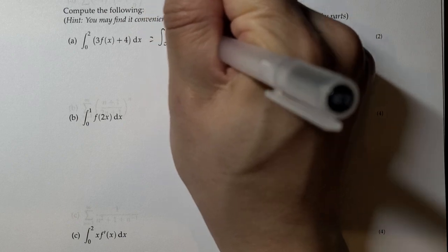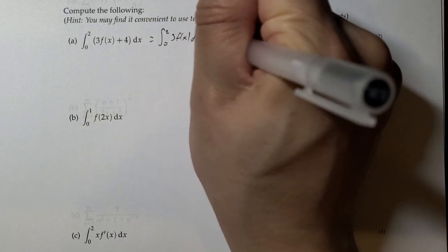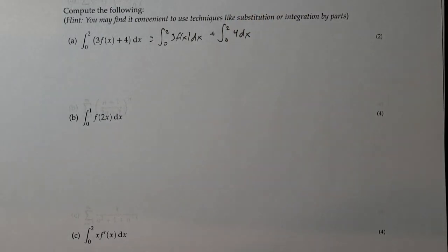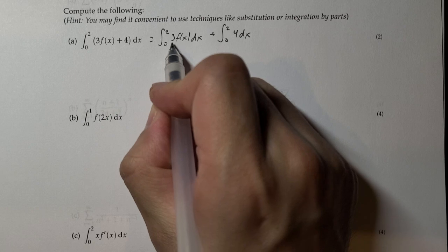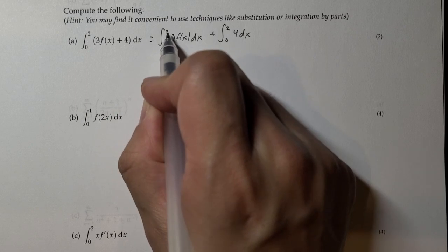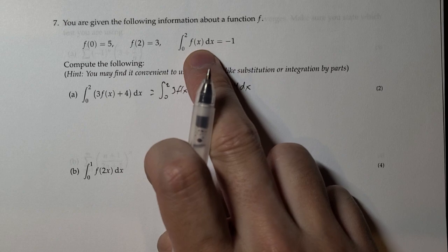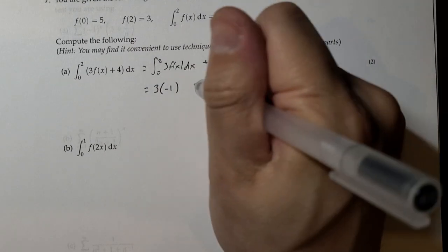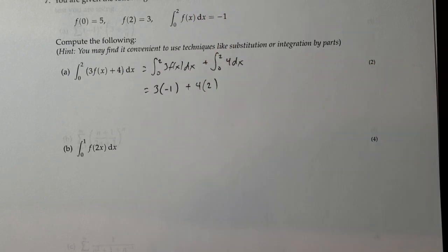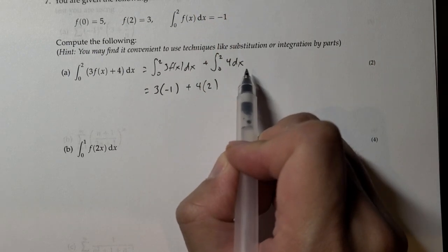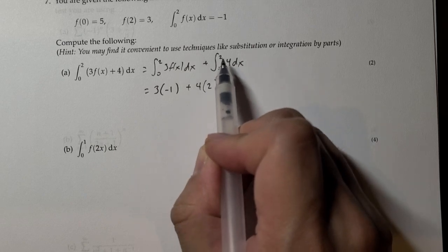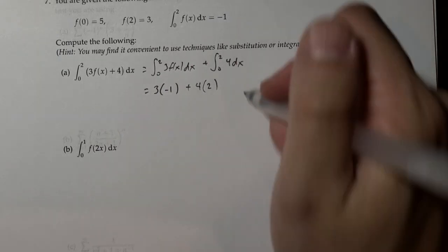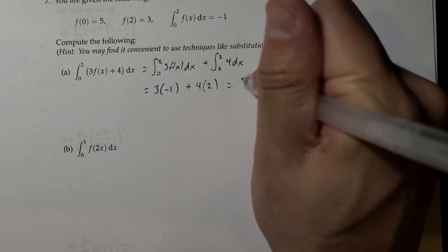the integral from 0 to 2 of 3 f of x dx plus the integral from 0 to 2 of 4 dx. This we can pull out the 3, so it'll be 3 times the integral from 0 to 2 of f of x dx. We have that here, so it'll be 3 times minus 1, plus 4 times 2, because this will be 4x evaluated from 0 to 2. We plug in x as 2 for the upper bound, minus x as 0 for the lower bound, so 2 minus 0 is 2. This is 8 minus 3, which is 5.